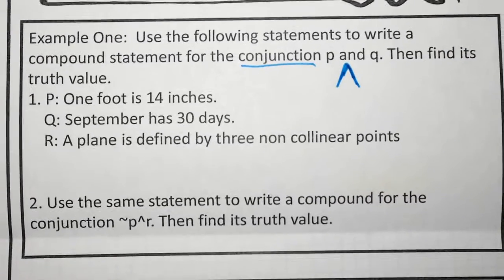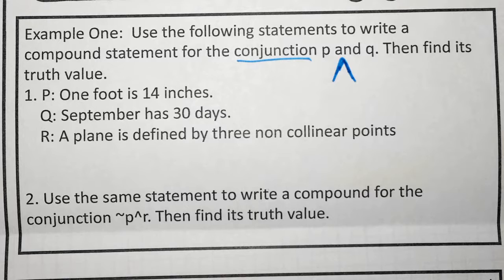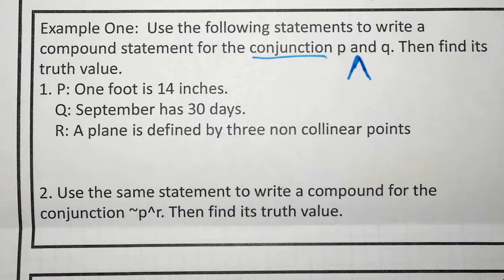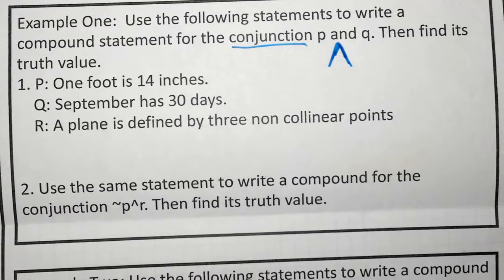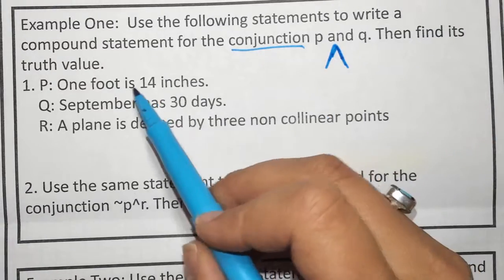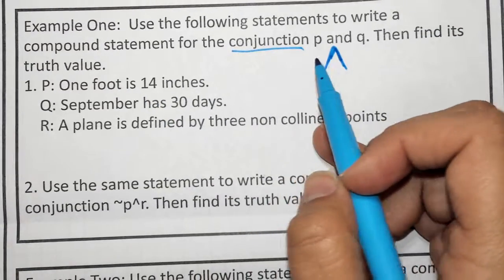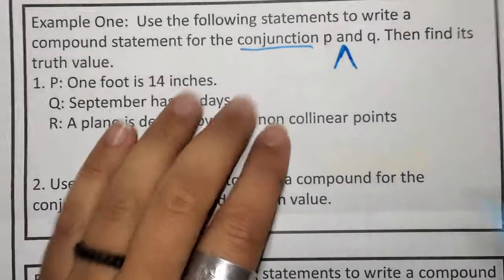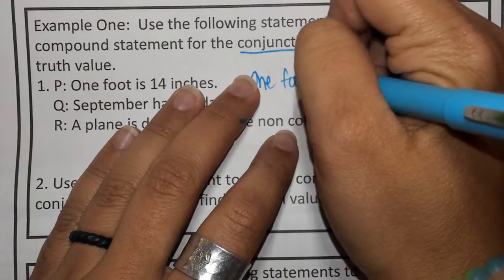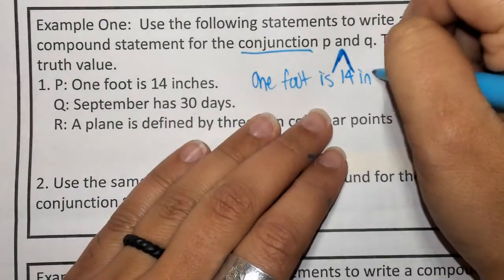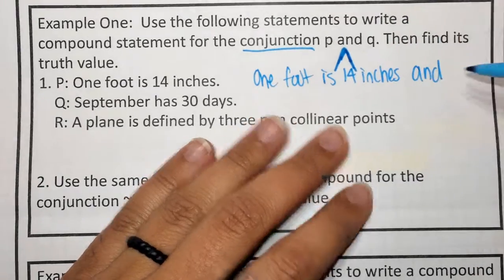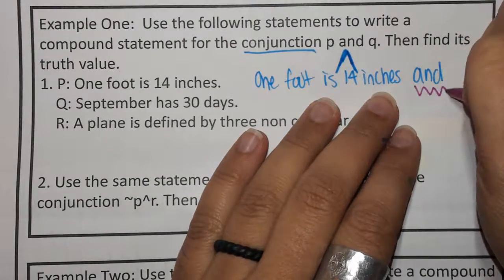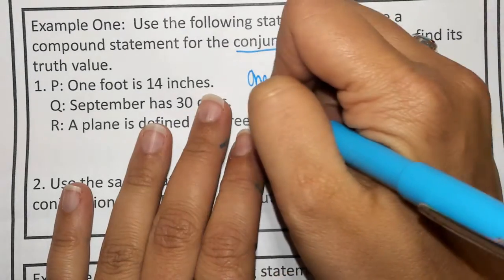Alright, now find its truth value. I want you to find the truth value of P and Q. Think about what it's saying. So how would we write this conjunction? Write the statement. What is P? 1 foot is 14 inches. And then the second statement: September has 30 days.